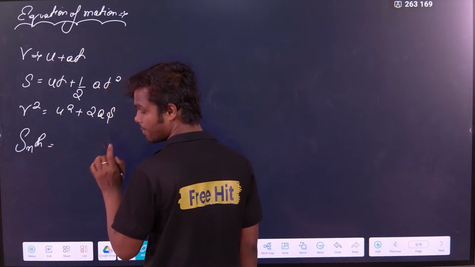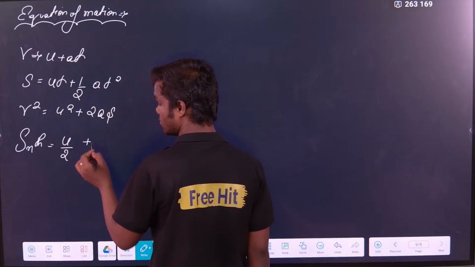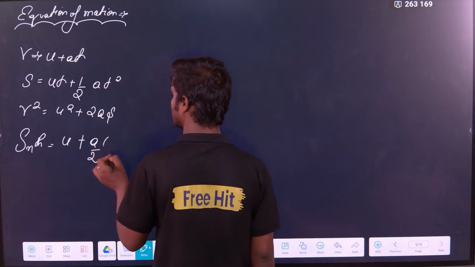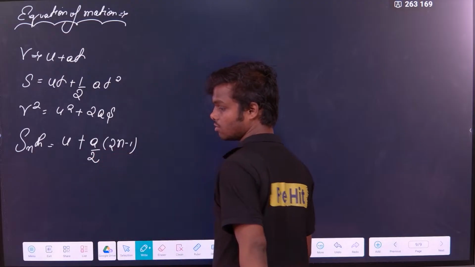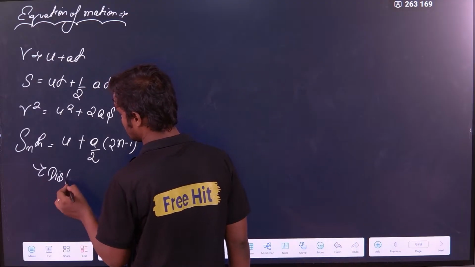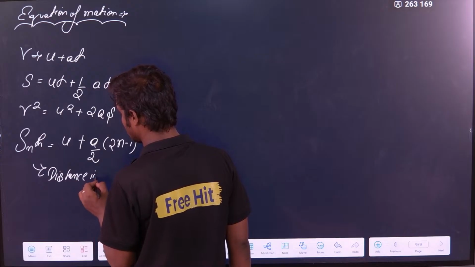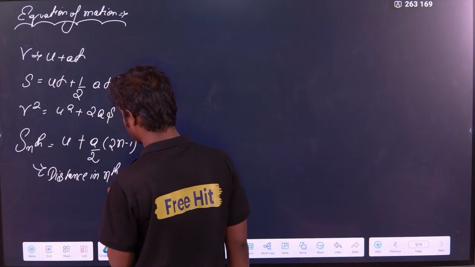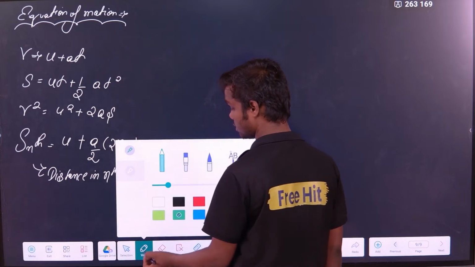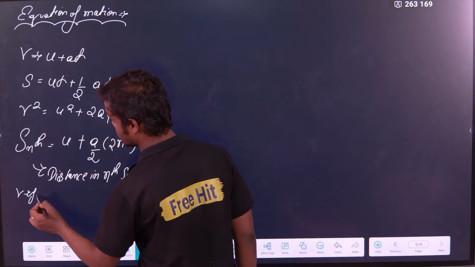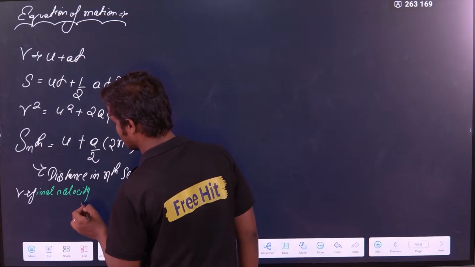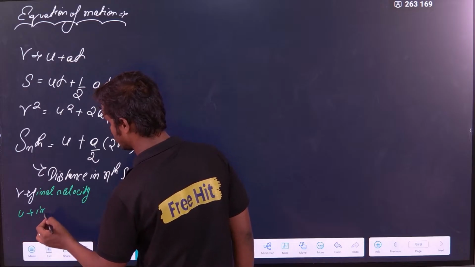And the last thing is s nth, that is u by 2. Sorry, not u by 2. It is u plus a by 2, into 2n minus 1. That is the distance in the nth second. First of all, what are the terms here? What is v? v is the final velocity. What is u? u is the initial.